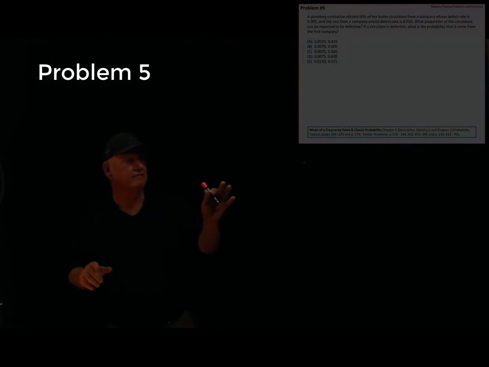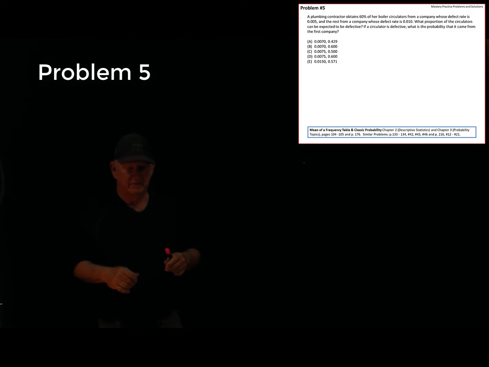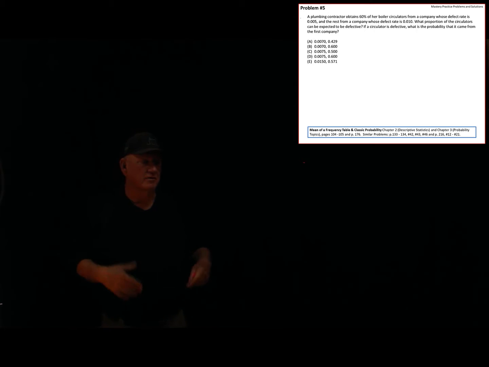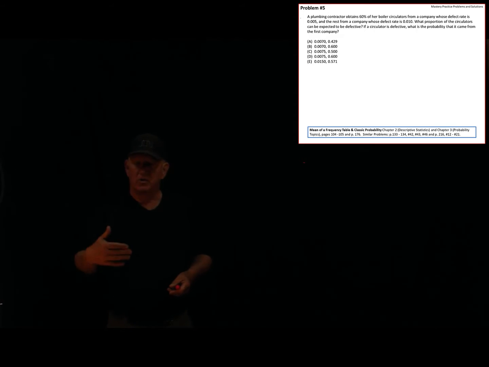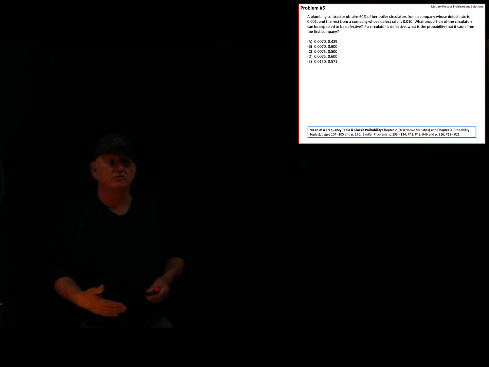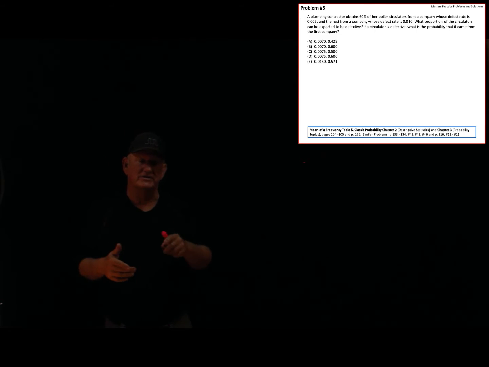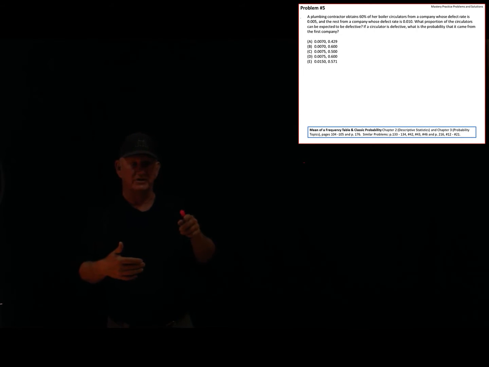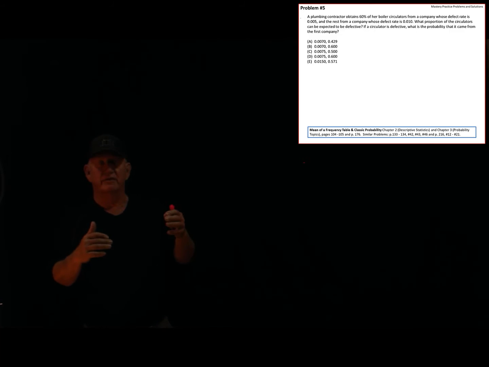All right, so here comes problem 5. Problem 5 is about the owner of a boiler shop, and she's buying a component called a circulator from one of two companies. One company provides 60% of their circulators and has a .005 defect rate, and the second company provides 40% with a .01 defect rate.